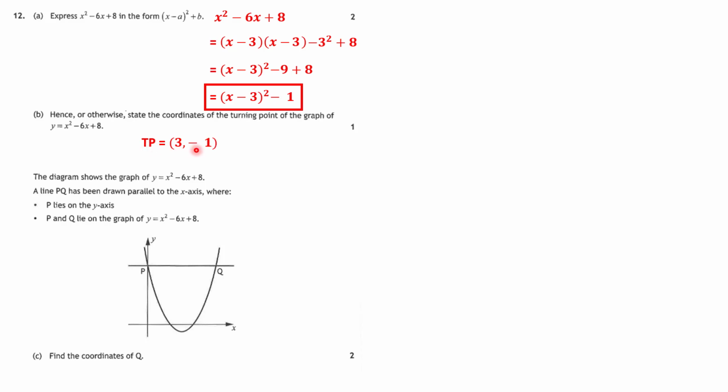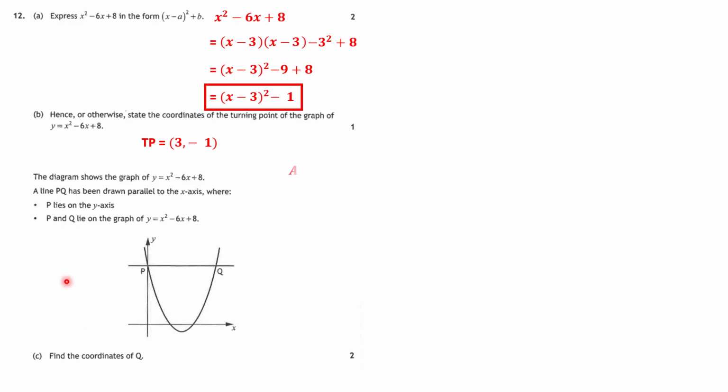Okay then, next part. We have the graph of y equals x squared take away 6x plus 8. And we have a line PQ parallel to the x-axis, and we want to find the coordinates of Q. That's what it says down there, find the coordinates of Q.